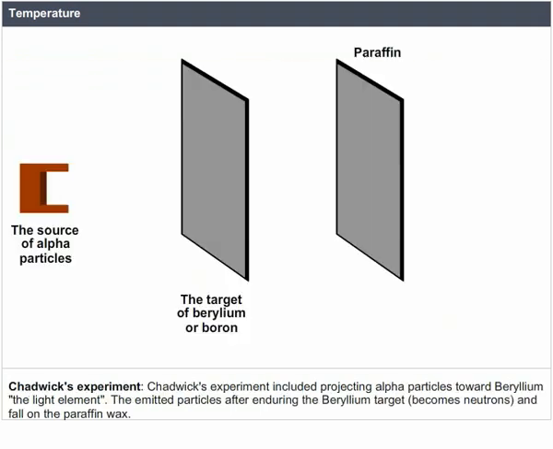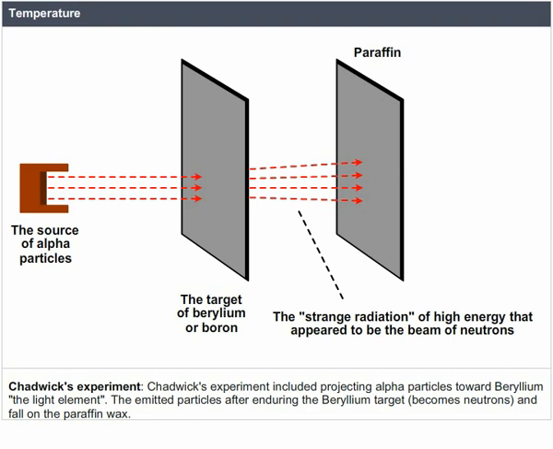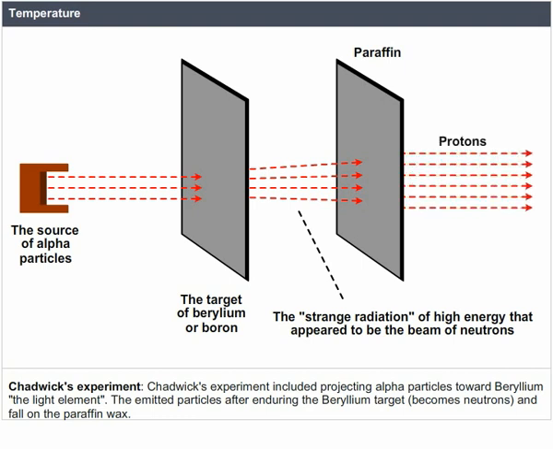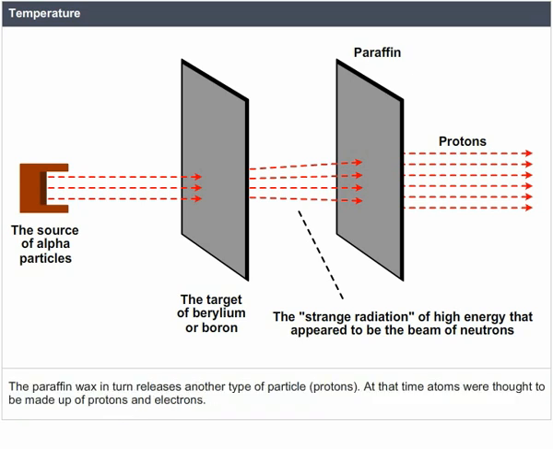Chadwick's experiment. Chadwick's experiment included projecting alpha particles toward beryllium, the light element. The emitted particles, after enduring the beryllium target, become neutrons and fall on the paraffin wax. The paraffin wax in turn releases another type of particle, protons. At that time, atoms were thought to be made up of protons and electrons.